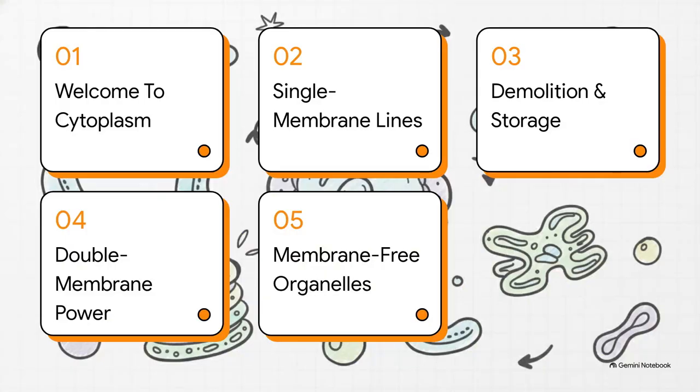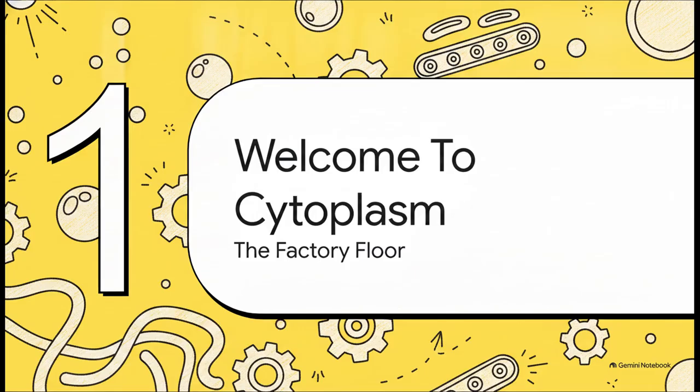So, just to keep our little tour organized, here's our game plan for today. 1. Welcome to the cytoplasm. 2. Single membrane assembly lines. 3. Demolition squads and storage. 4. Double membrane powerhouses. And 5. Membrane-free microorganelles. All right, stop number 1.